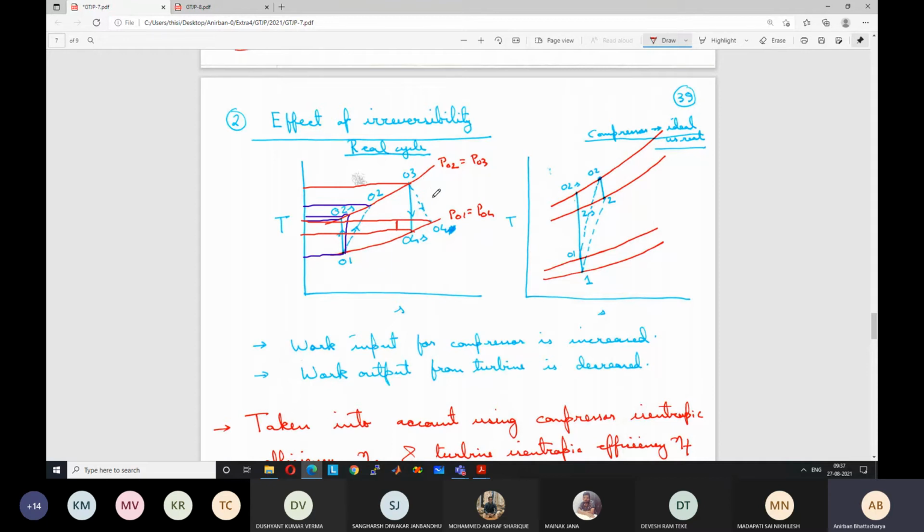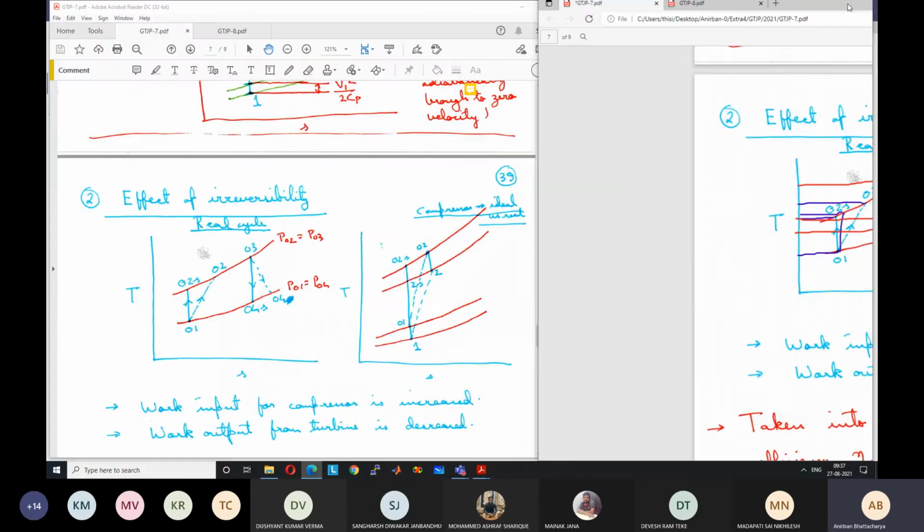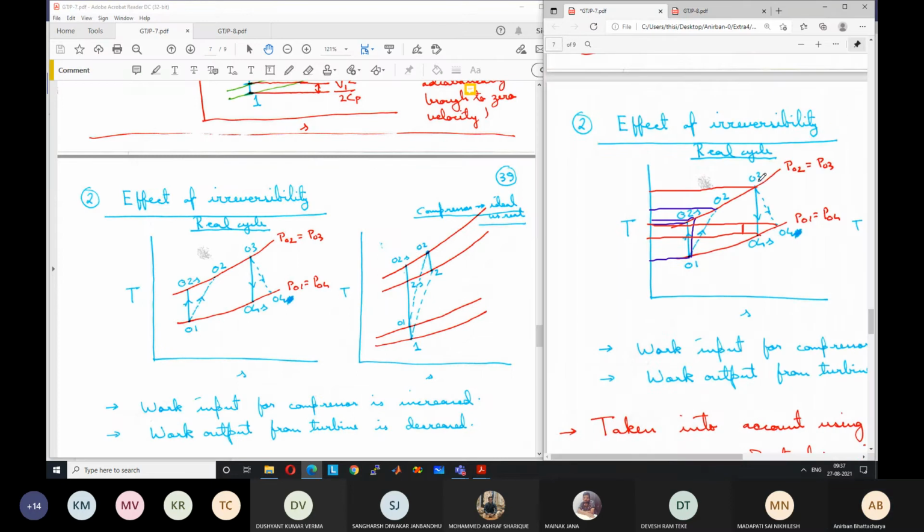Ideally, we would have got Cp (T03 minus T04s). Now we are getting Cp (T03 minus T04). And again, the more the irreversibility, the more will be the decrease in the work. So if I have a process like this, you will get even less work. So this is the difference in both the cases.